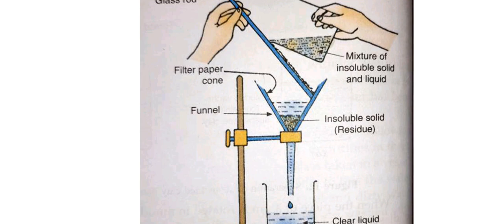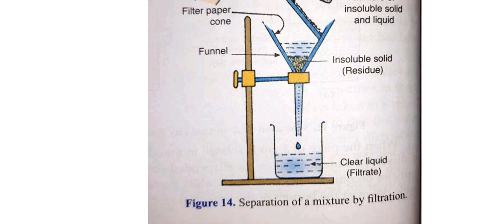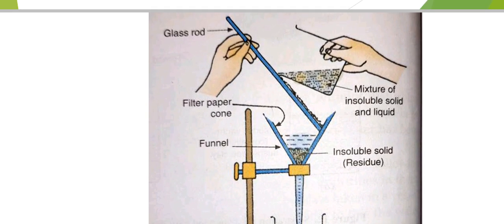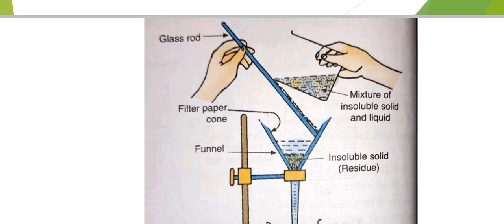The filter paper cone is kept in a funnel, and below that funnel, a vessel, a beaker, is kept. So whatever liquid is there, it will be collected in that beaker. This whole thing is attached to the stand. Pour, and if you want, you can use this glass rod, otherwise you can also pour it directly.